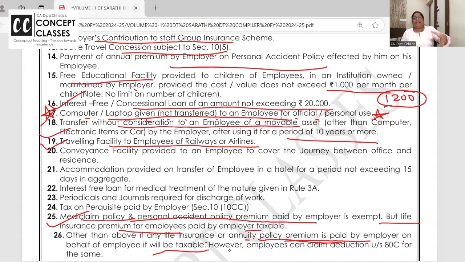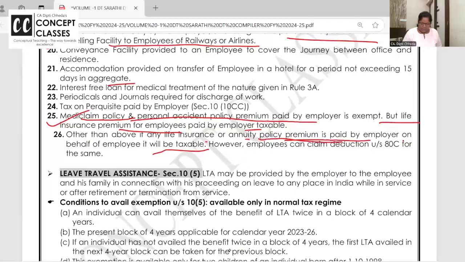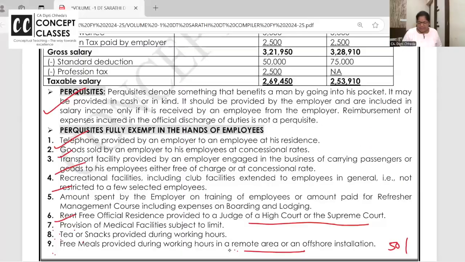Traveling facility to employees of railways and airlines. Those who are working in airlines, their family members can travel for free and all, they get all exempt. To and fro journey, periodicals, journals. Basically, I've read the list in detail.